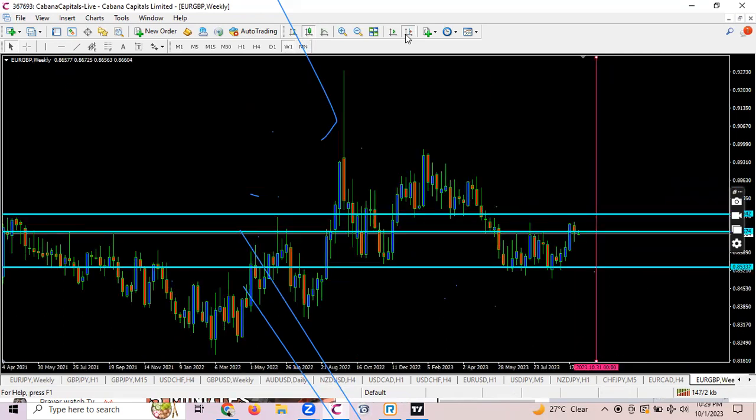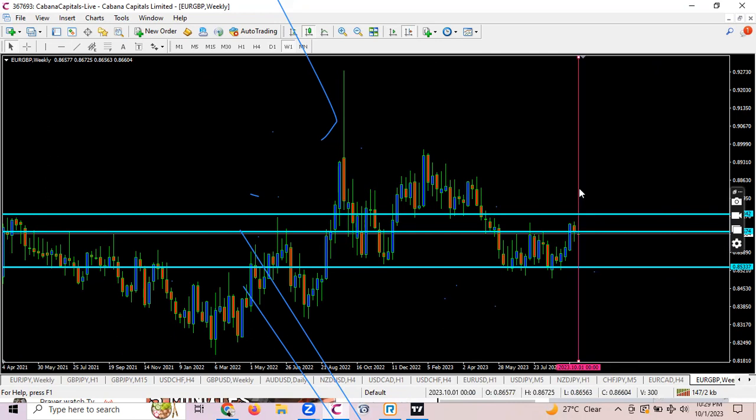Let's go down to weekly. You can see on the weekly, this is an angry man, right? That's an angry man. An angry man indicates a change in trend from bullish to bearish.